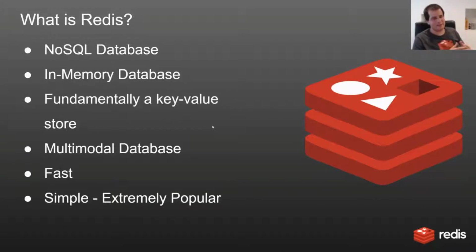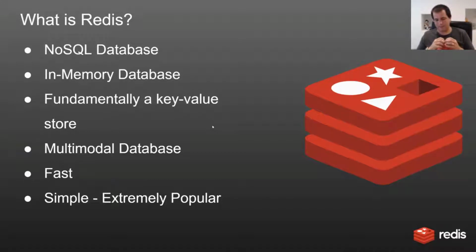So what is Redis? Like I said, probably most people have heard of Redis. I think typically when we ask the question, 70 to 80% of people know or have used Redis. Redis is a NoSQL database. It's completely in memory. It's fundamentally a key value store. Most people will use it just as a simple string key value store, doing sets and gets on different strings. But because of the way the data structures work in Redis, it is actually multimodal. It can be used for a ton of different applications.